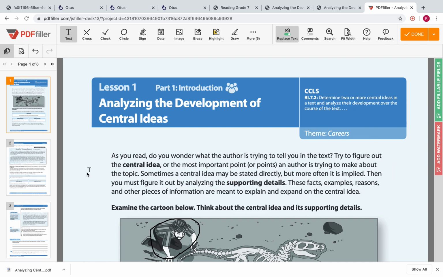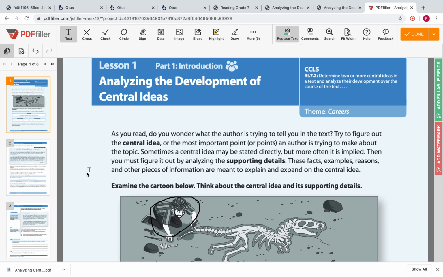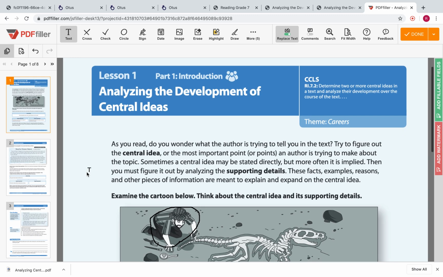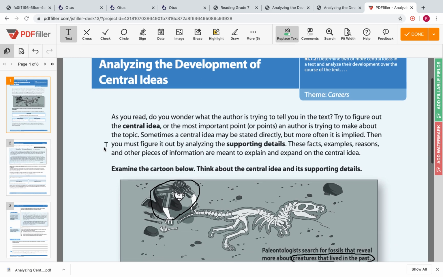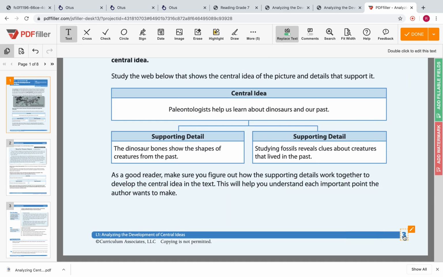We're going to go back to doing what we had just started to do about a week or two before school shut down, which is when we split the class into three different groups. For the time being, you are all going to be working with me, and we're going to be covering the same lessons as all the other groups in the lesson. So today's lesson is analyzing the development of central ideas. So open your ready books to page 3.